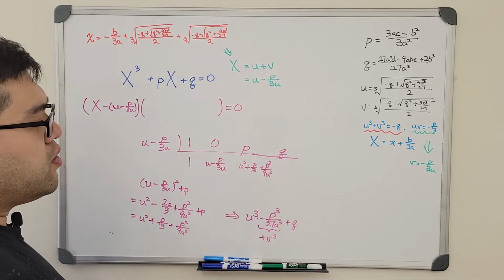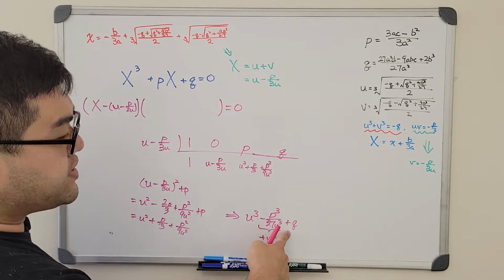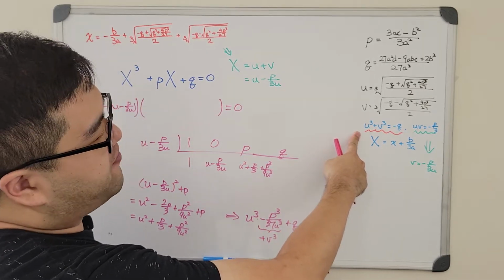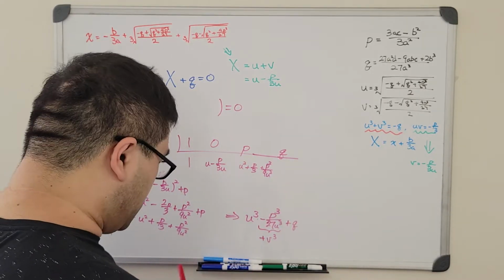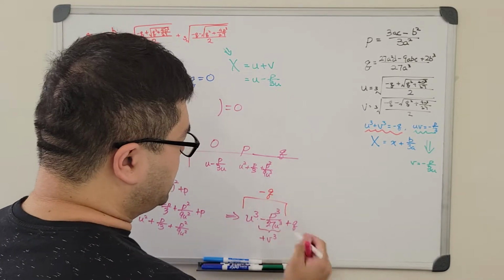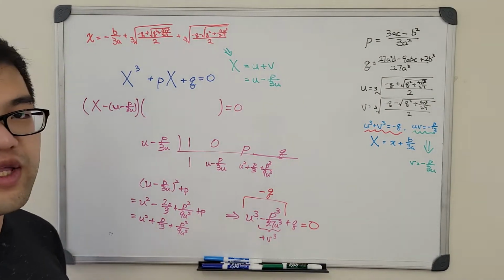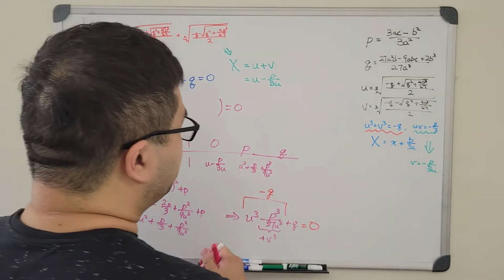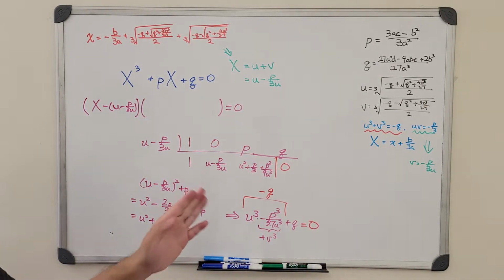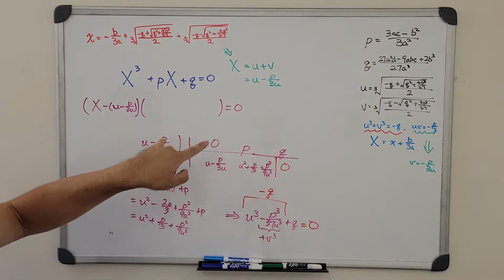Good. Why? Because now we have u cubed plus v cubed plus q. But from this expression up here, u cubed plus v cubed is actually equal to negative q, meaning here we get negative q plus positive q, which gives us 0 as the remainder. So here we actually have remainder 0. So we just verified it. We have factored out the expression.